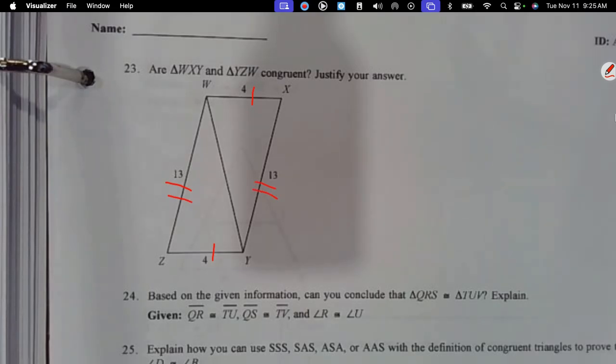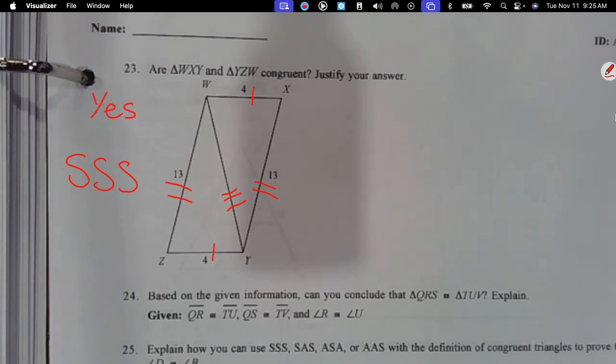And is that last side, or is there a side or angle? The last side, is it reflexive? Yeah, it's congruent to itself. So my answer is yes. And what do I put? Side, side, side. Are we good with that one? Okay.